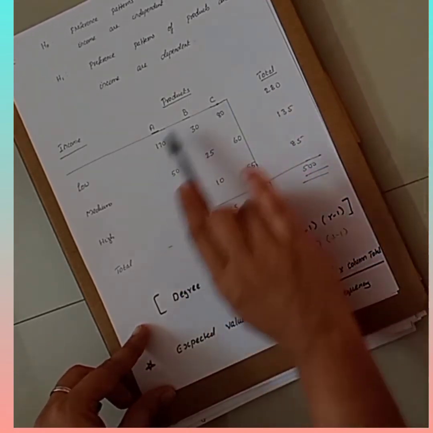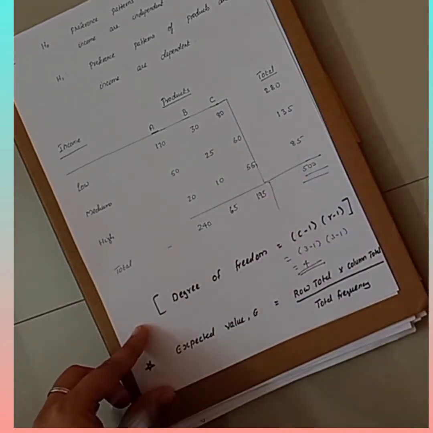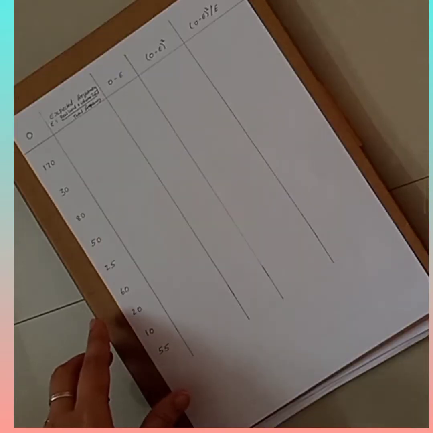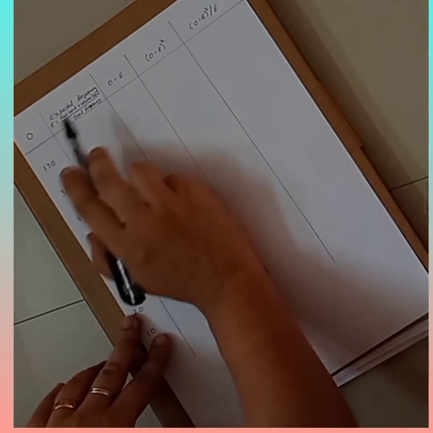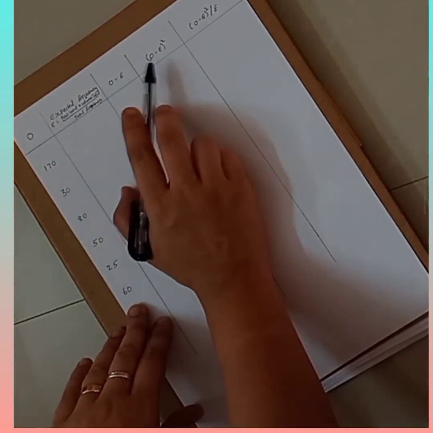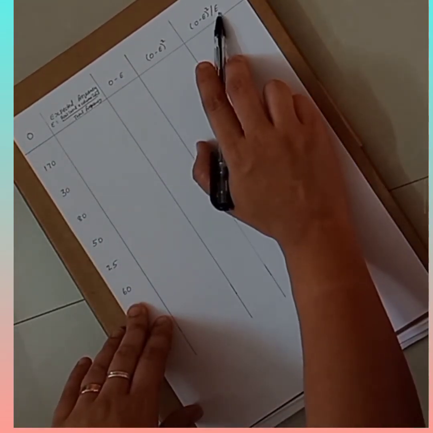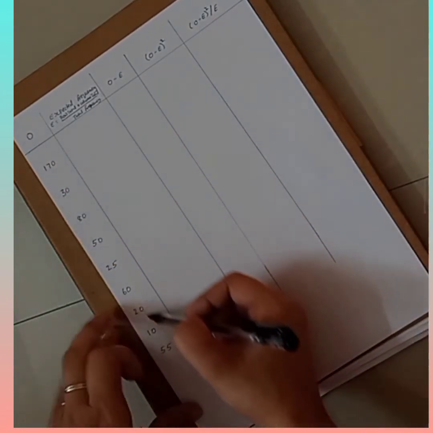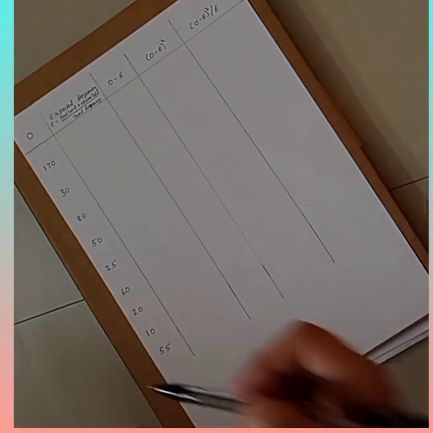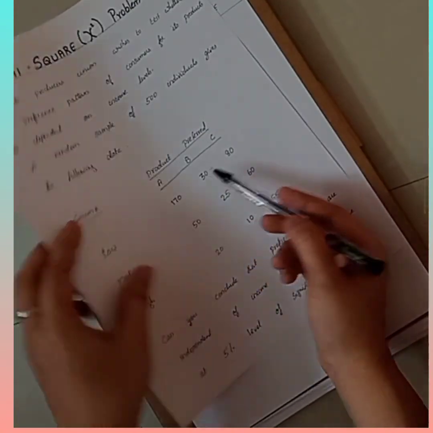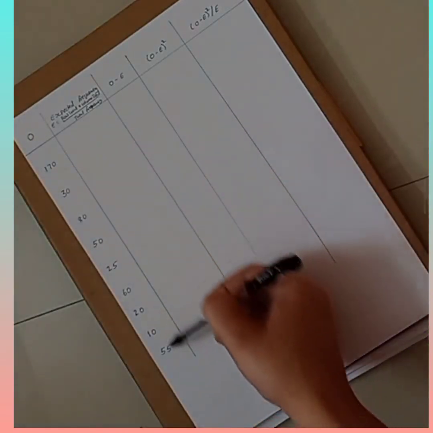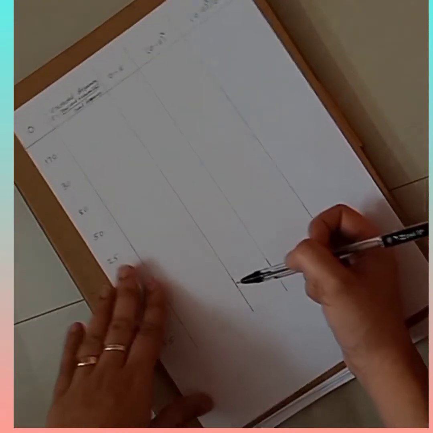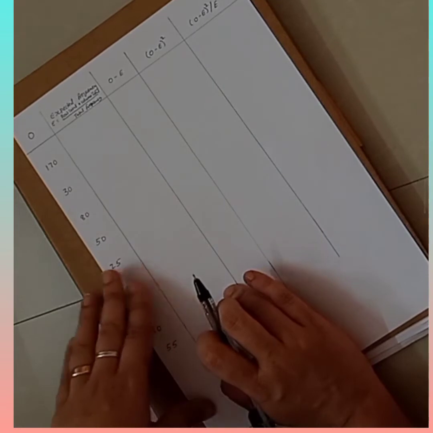Similarly, for all these frequencies, you need to calculate the expected frequency. So let's see how we will do it. I have constructed a table with the observed frequency, expected frequency, O minus E squared, and O minus E squared divided by E. I have written down all the frequencies given in the question: 170, 30, 80, 50, 25, 60, 20, 10, 55, in this order. Now I am going to calculate the expected frequency for each observed frequency.